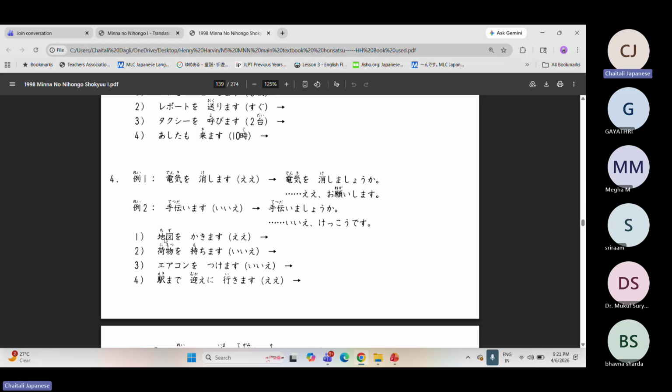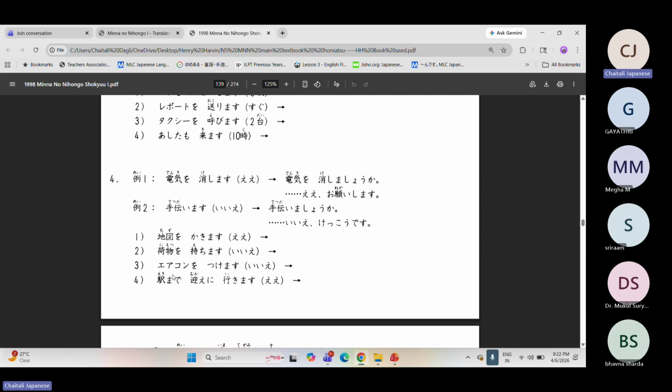Okay, so the first one. Chizu o kakimasu. So chizu o kakimashou ka. The answer will be a, onegai shimasu. This a is again a formal way of saying yes. Nimotsu o mochimasu. So nimotsu o mochimashou ka. Iie kekko desu. Here you are not changing your verb into any format. You are keeping your verb as it is. In the answer, your verb is not getting changed into the te format.